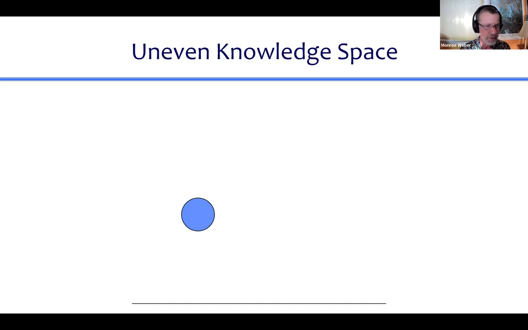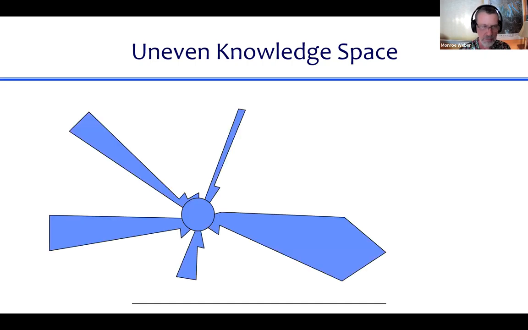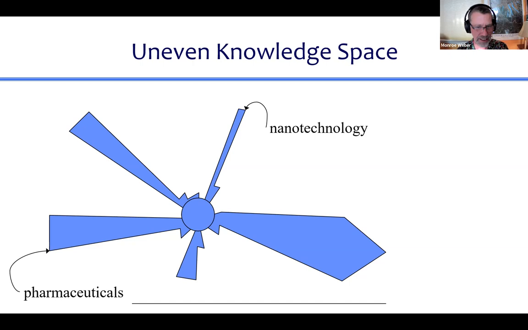That's one image. But now here's another image. Maybe it's not like that spherical balloon. Maybe it's like this. It's just craziness. There are places where we know a whole lot about how something works. So maybe there's some piece of nanotechnology where we just know a whole lot about how those atoms are interacting with each other and how to make nanoscale structures. And we know a whole lot about how to make different kinds of drugs, just a huge amount of information there. And maybe we know a tiny bit about what it takes to purify water.